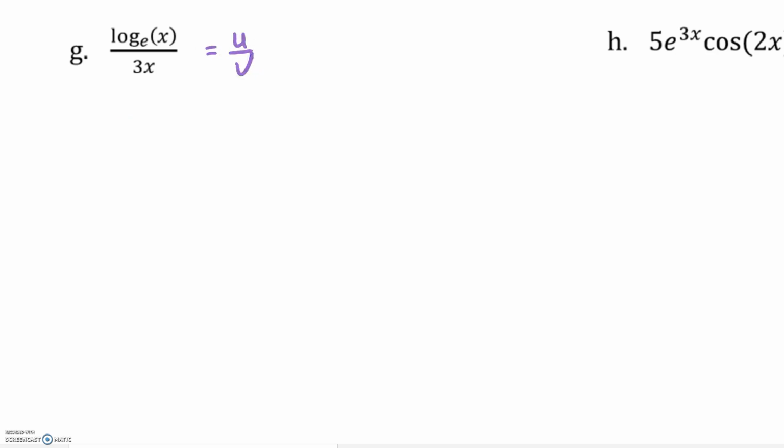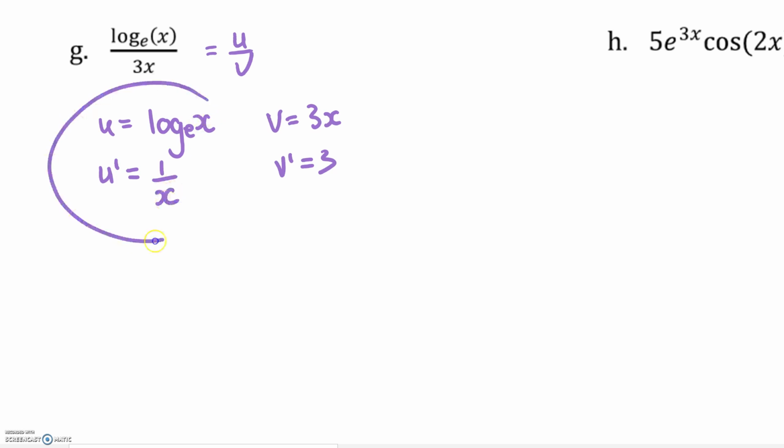So we've got a u over v. We've got u is equal to log e of x, otherwise known as ln of x. So we've got v is equal to 3x. v dash is therefore just 3. And u dash is equal to 1 over x. Okay, again, you can look this up. If you don't remember how to differentiate log e of x, have a look up in your notes.